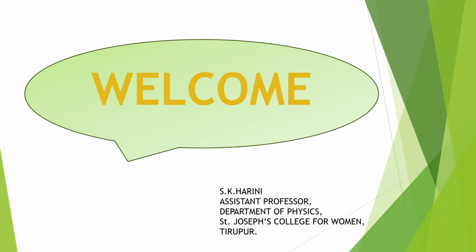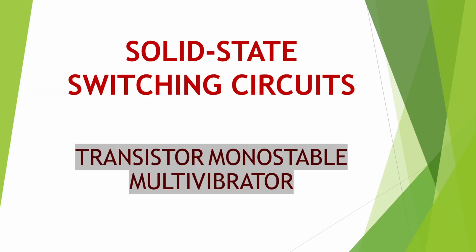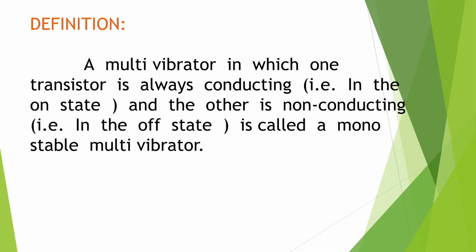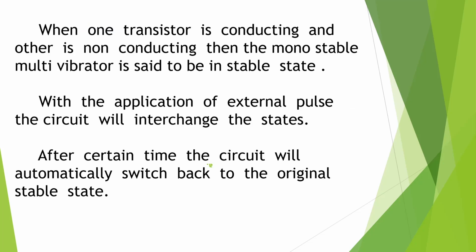Now I'm going to discuss solid state switching circuits. In this solid state switching circuit, we will look at the transistor monostable multivibrator. The definition of a transistor monostable multivibrator is a circuit in which one transistor is always conducting and the other one is non-conducting. Conducting means the on state, non-conducting means the off state. This is called a monostable multivibrator.